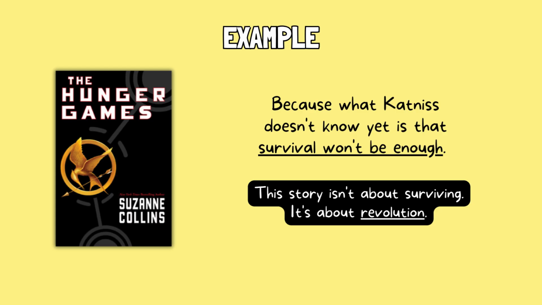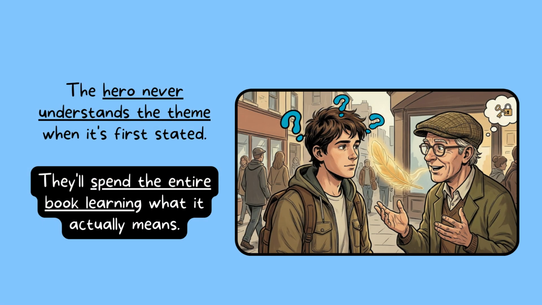Because what Katniss doesn't know yet is that survival won't be enough. To truly win, she'll have to stop playing the Capitol's game and start fighting back. This story isn't about surviving, it's about revolution. The hero never understands the theme when it's first stated. That's the whole point. They'll spend the entire book learning what it actually means.